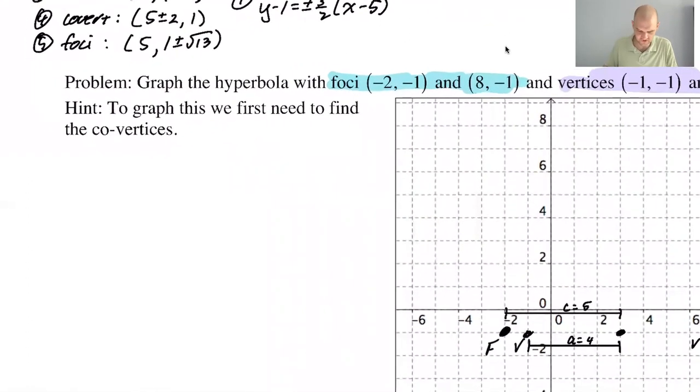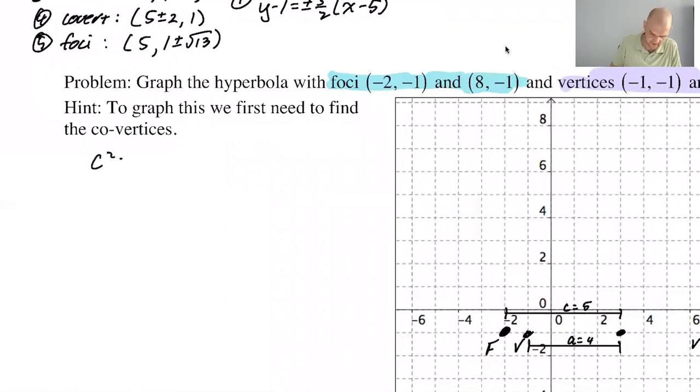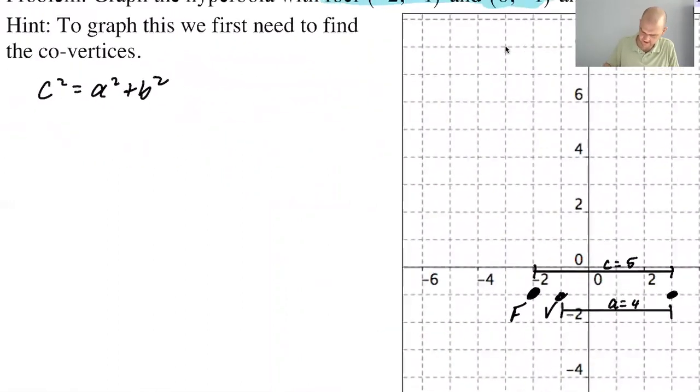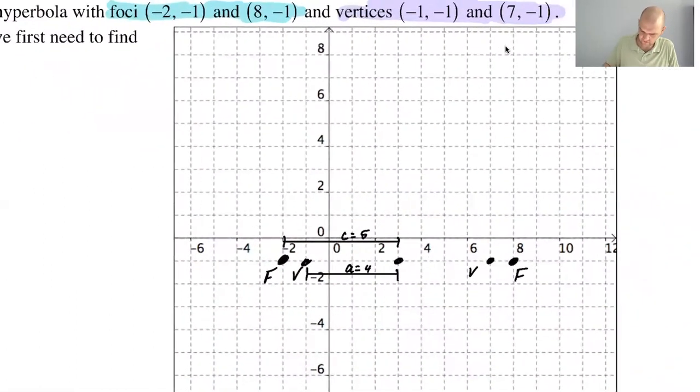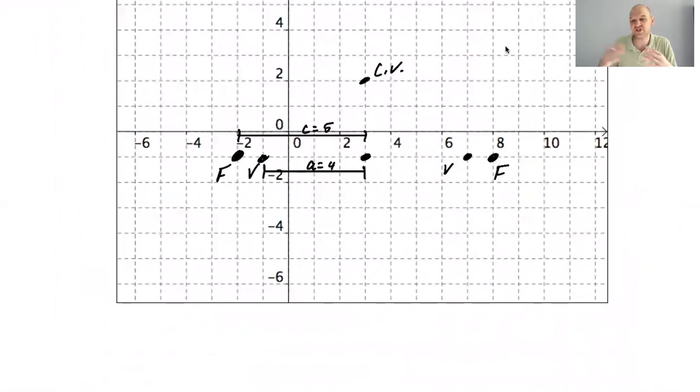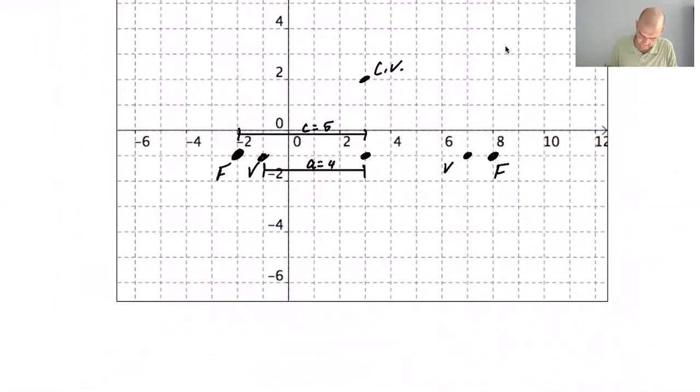So I actually do need to find the co-vertices first. I know that c squared is a squared plus b squared, because it's basically the Pythagorean theorem. I know a is 4 and c is 5, so 25 equals 16 plus b squared. So b, 3, 4, 5, is going to be 3. Go 3 up. That's a co-vertex. It's not going to be part of the graph, but gives the graph shape. And if I go 3 down, I should end up here. Again, not on the graph, but it gives it shape.